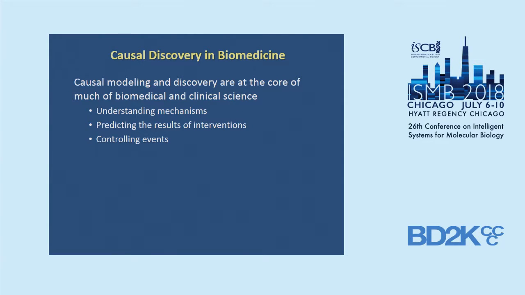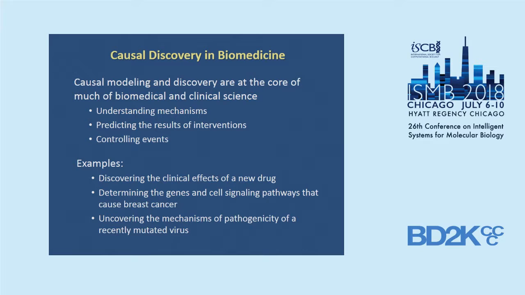So I think we all agree that causal modeling and discovery are at the core of much of biomedical and clinical science and science in general. We want to understand mechanisms just out of our curiosity. We also are interested in predicting the results of interventions when we manipulate things. In particular, we want to understand how to control events. We want to understand how to maintain health. We want to understand how to cure disease. Examples are discovering clinical effects of a new drug, or determining the genes and cell signaling pathways that cause breast cancer, or uncovering the mechanisms of pathogenicity of a recently mutated virus.